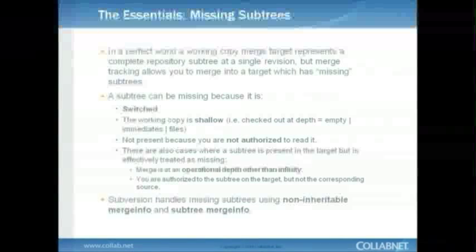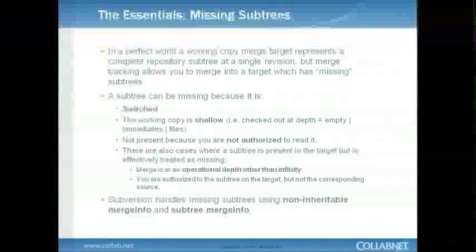Now, there are also cases where the subtrees are present in the working copy, but are effectively treated as if they're missing. The most common of these is when performing a merge at an operational depth other than infinity. That is, we're saying svn merge --depth empty, files, or immediates. In all of these cases, where the subtrees are present but treated as missing, or where they are literally missing, the merge will not be able to affect the missing subtrees.